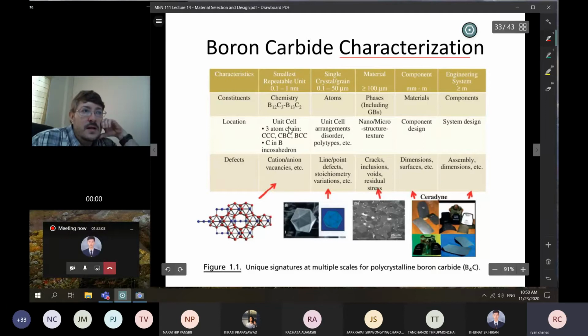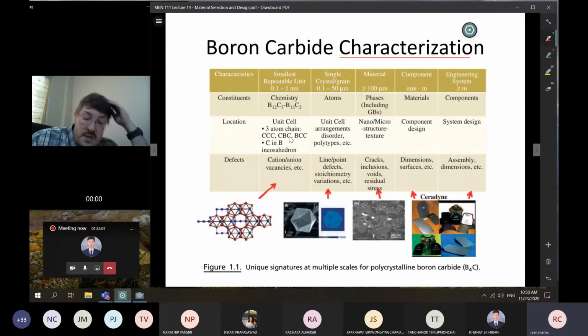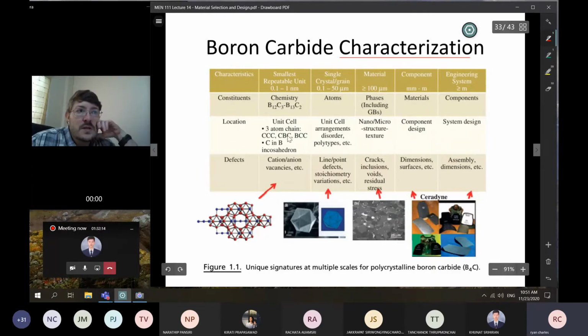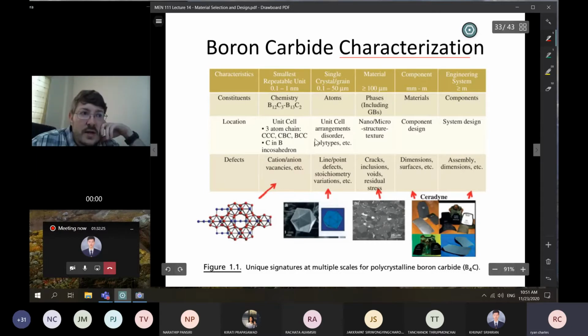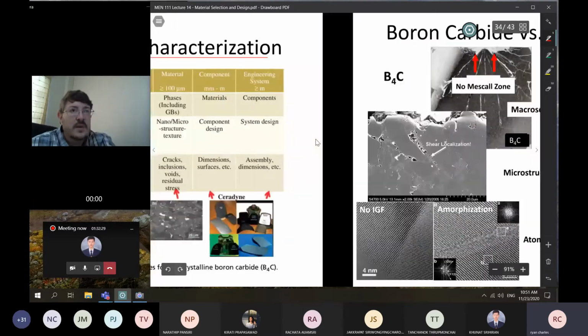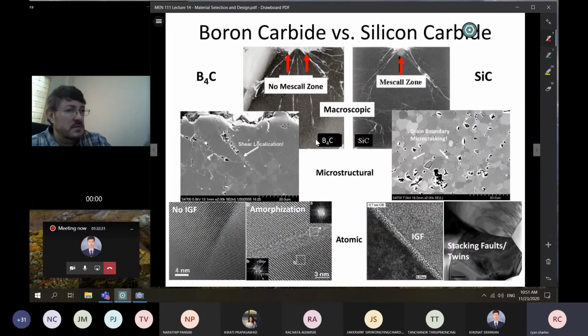So things like crystallography. Remember those crystal systems? That stuff's still important, right? How do the atoms arrange in the crystals? How could we maybe control that? What happens when we smack it really hard and we get new mechanisms of failure? How do we fix that? How do we control it, right? That's all part of the process. And here's a comparison.